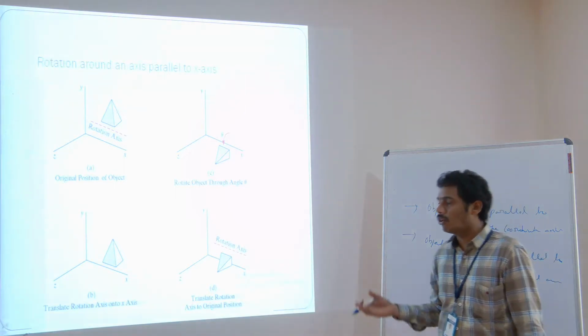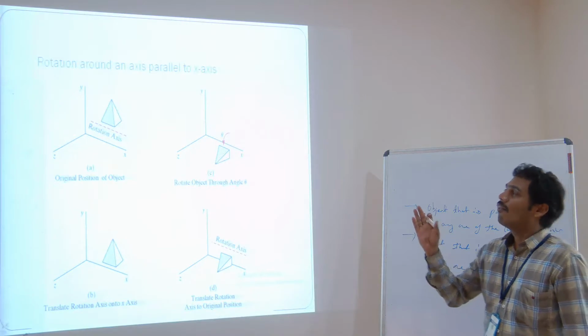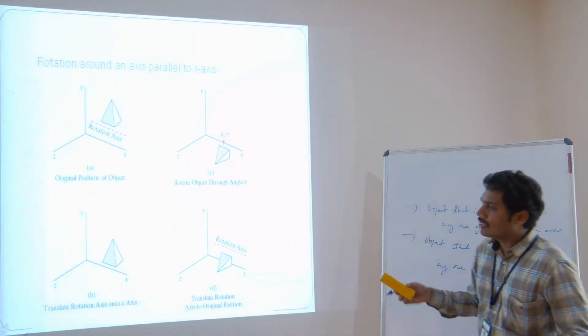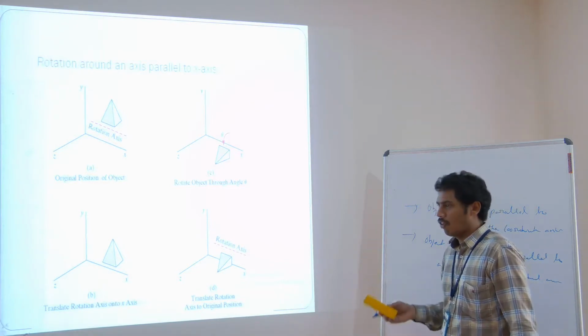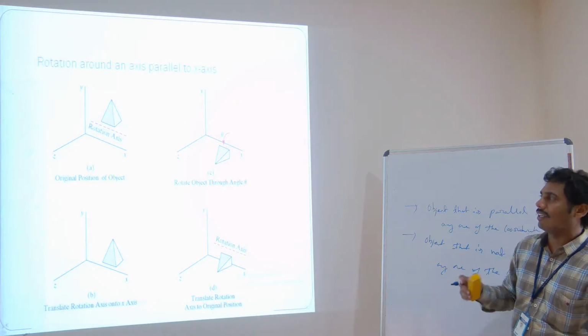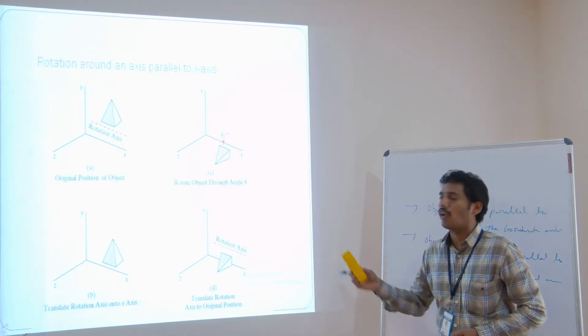So what method do I want to use to rotate that? For example, if the object is parallel to the y-axis, what method do I want to use here? If the object is parallel to the z-axis, what method do I want to use? So what method do we follow? Whenever a particular object is parallel to the x-axis, y-axis, or z-axis, we will follow a particular method in order to rotate an object.